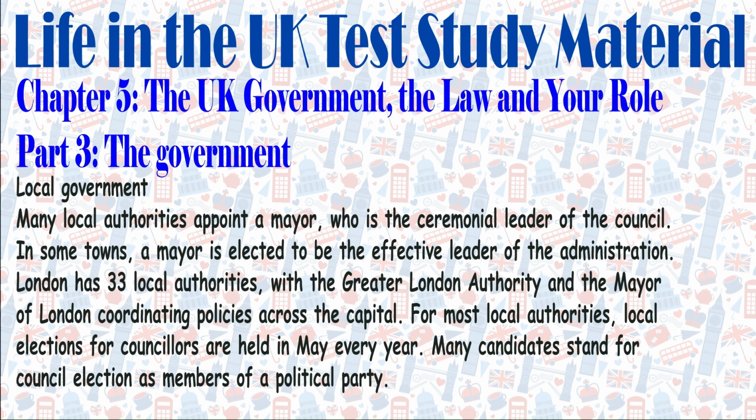Many local authorities appoint a mayor, who is the ceremonial leader of the council. In some towns, a mayor is elected to be the effective leader of the administration. London has 33 local authorities, with the Greater London Authority and the Mayor of London coordinating policies across the capital. For most local authorities, local elections for councillors are held in May every year. Many candidates stand for council election as members of a political party.